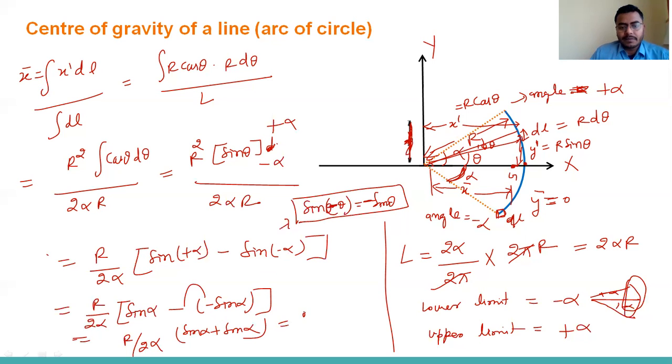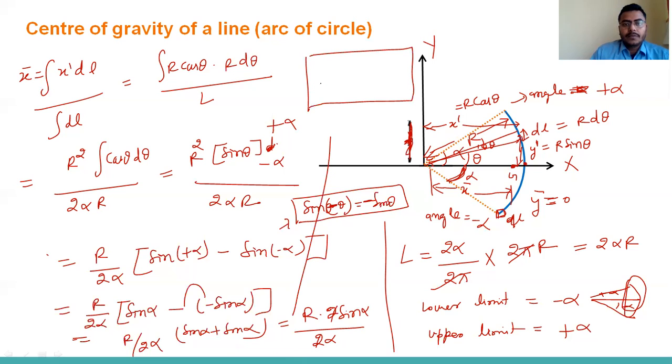So finally we can write r into 2 sine alpha divided by 2 alpha. The 2 will cancel. So finally we are getting x bar, that is r sine alpha divided by alpha.